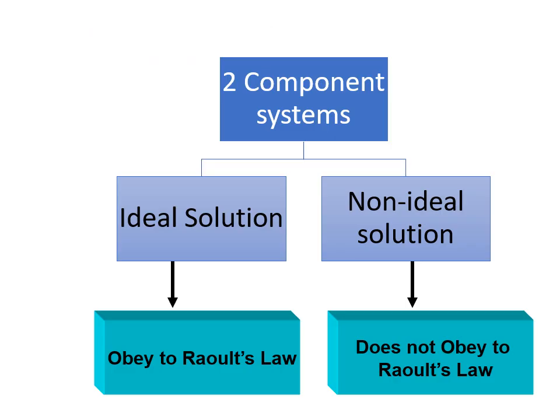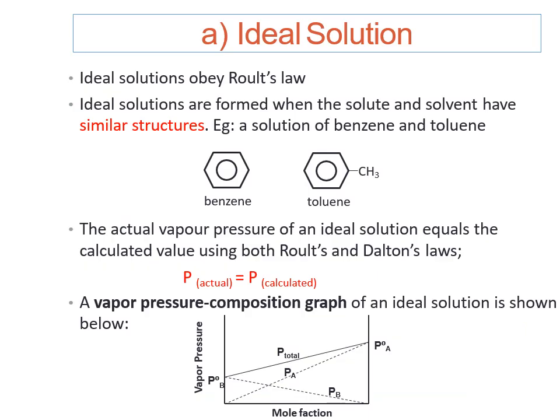So next, we do have a two component system, whether the system is ideal or non-ideal. We should know from Raoult's law. If that solution obeys Raoult's law, that solution is an ideal solution. But if that solution does not obey Raoult's law, then that solution is a non-ideal solution. So how do we know the ideal solutions?